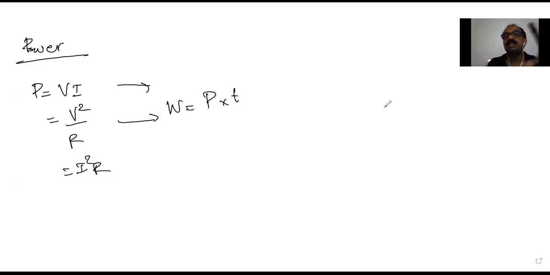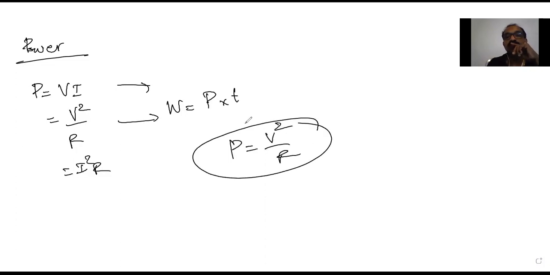So what happens is, in parallel combination, voltage is the same. So think of the equation P is equal to V squared by R, because V can be kept the same for the devices or for the appliances which we are using for the household purposes.